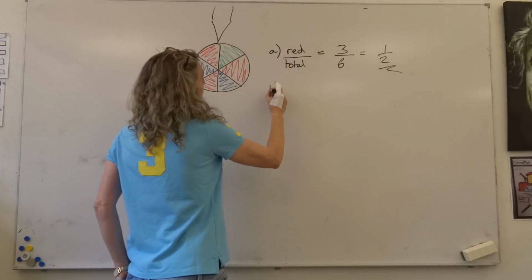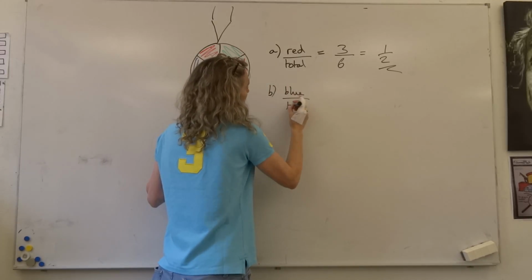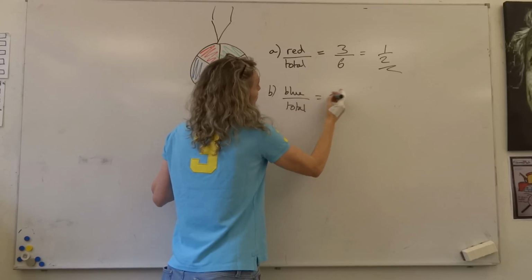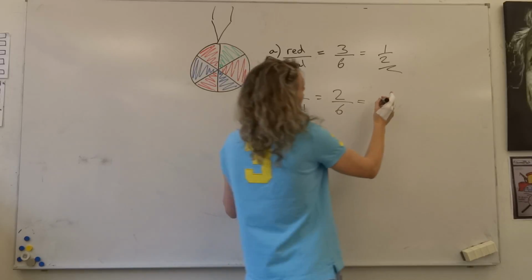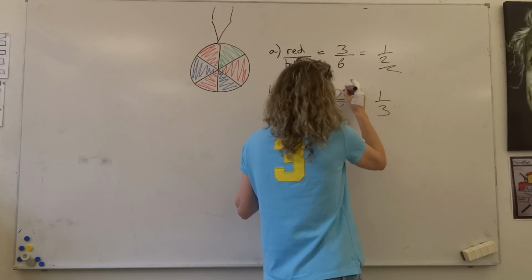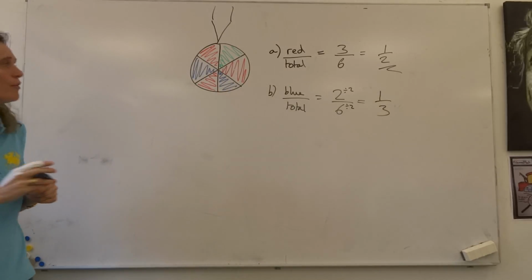Then part B was how many are blue? Well, blue divided by total. There are 2 blue divided by 6, which of course has to be simplified as a fraction to give you 1/3. Divide top and bottom by 2. You must always answer in fraction form, in the most simple form.